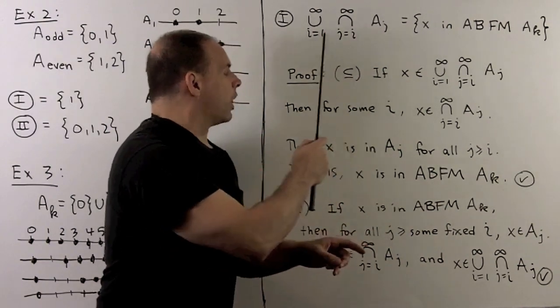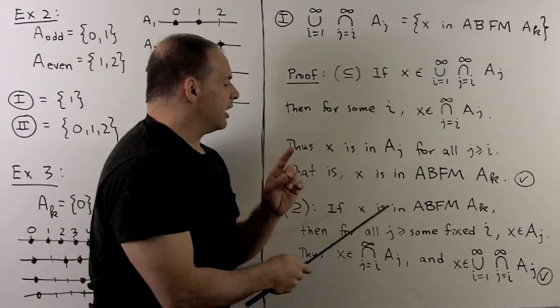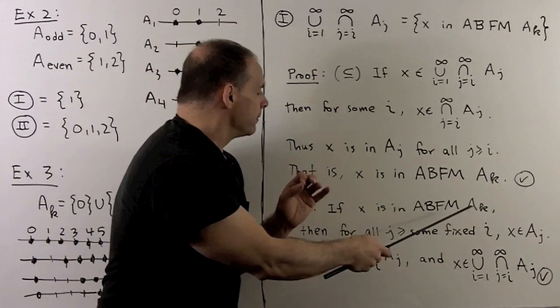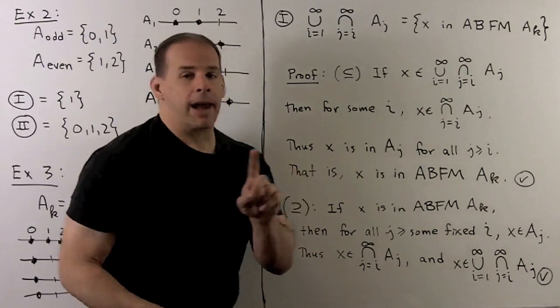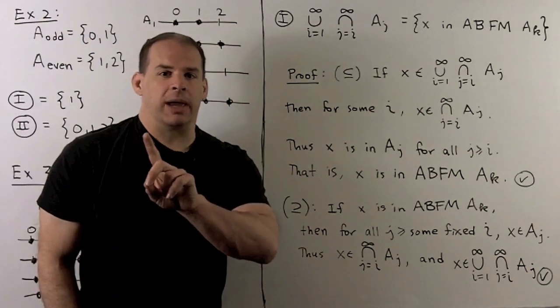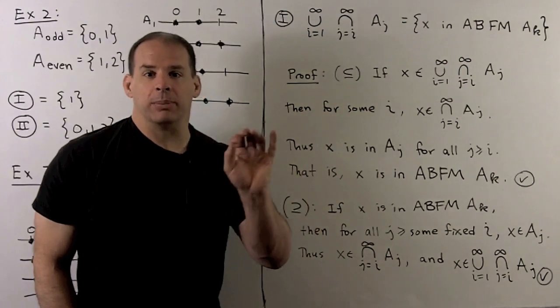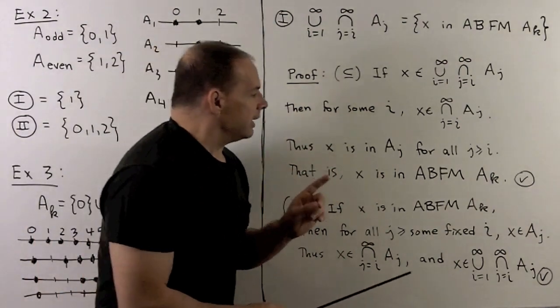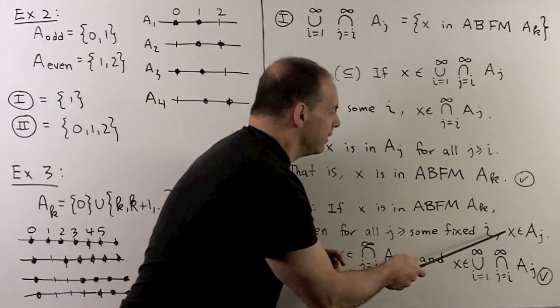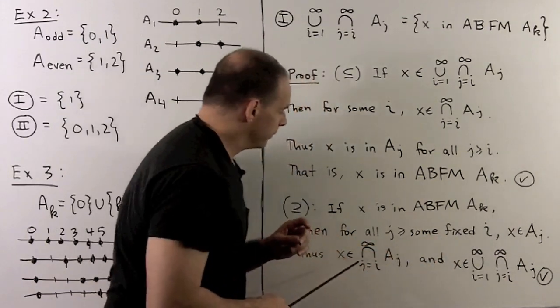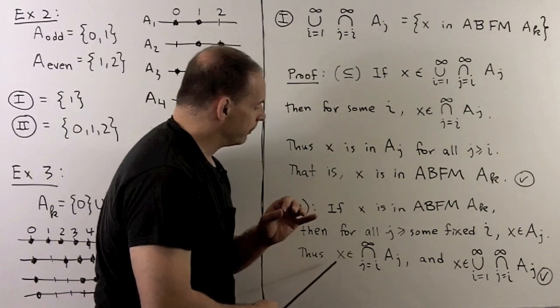Now, in the other direction, if I have x in all but finitely many of the a sub k's, well that's going to mean there's going to be some fixed I, where if we look at a sub j past that, our x is going to be in there. So that means we're going to have x in these a sub j's, so x is going to be in the intersection of these a sub j's, and that's what we're writing here.